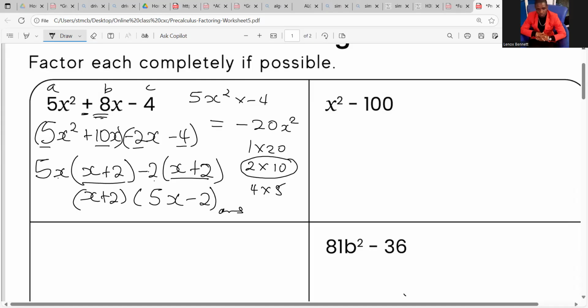This one is what we call a difference of two squares. So what number multiplied by itself gives you x²? That is x. So we put x on either side. What number multiplied by itself gives you 100? Correct. I heard somebody say 10. Good job. So x plus 10 and x minus 10, one should be minus and one should be plus.